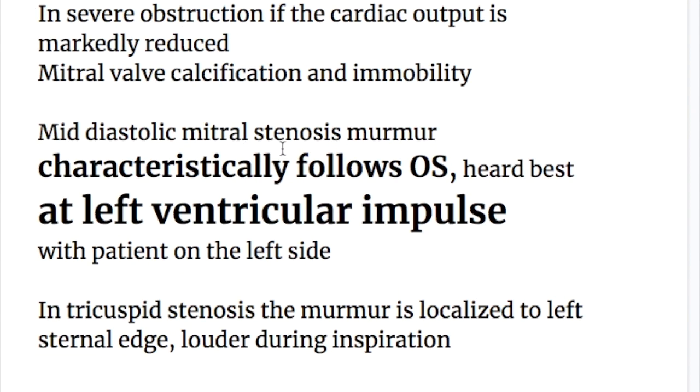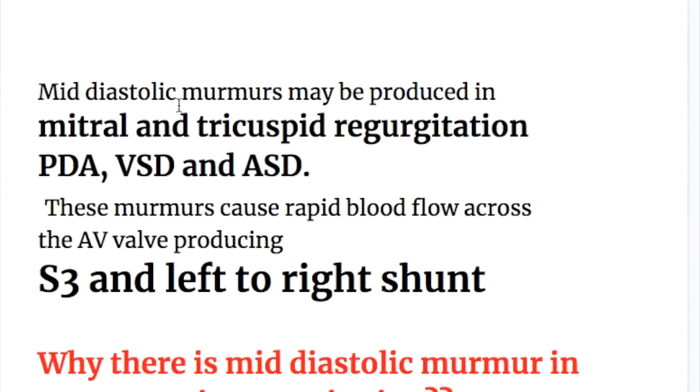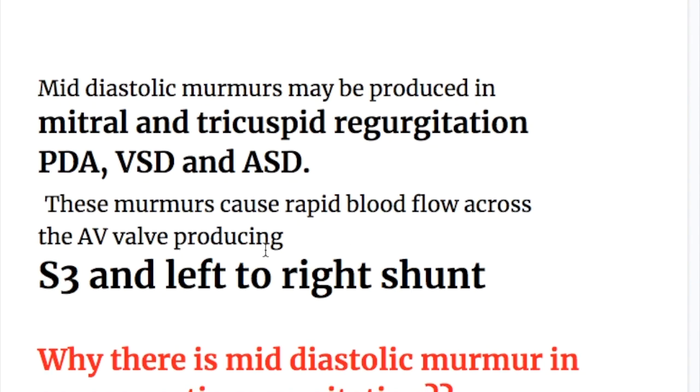So the mid-diastolic mitral stenosis murmur characteristically follows the opening snap, heard best at the left ventricular impulse with the patient on the left side. In tricuspid stenosis, the murmur is localized to the left sternal edge, louder during inspiration. Mid-diastolic murmur may also be produced in mitral and tricuspid regurgitation, ASD, VSD and PDA. These cause rapid blood flow across the AV valve, producing a third heart sound and a left to right shunt.